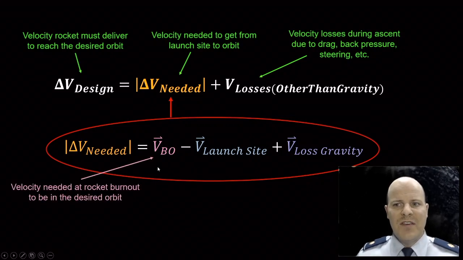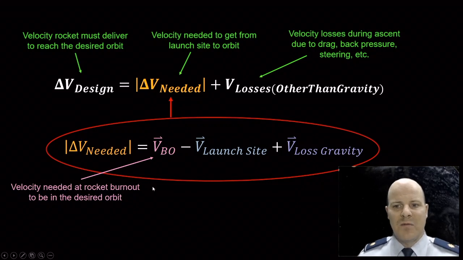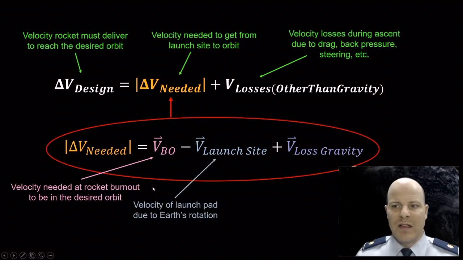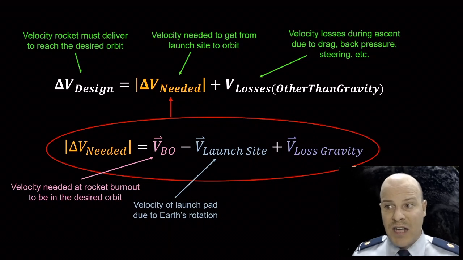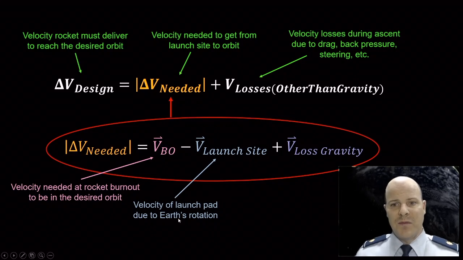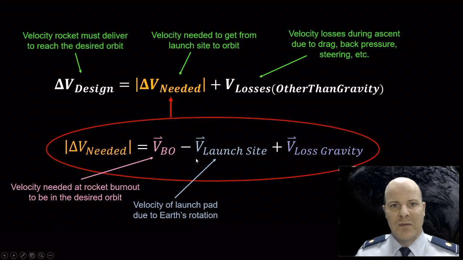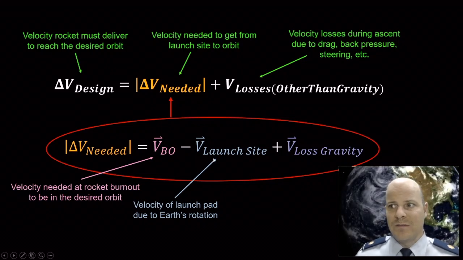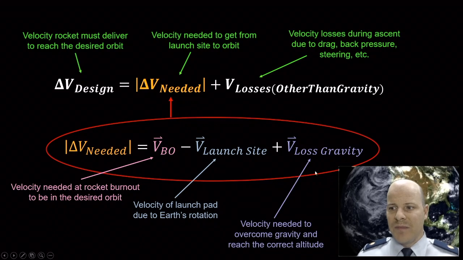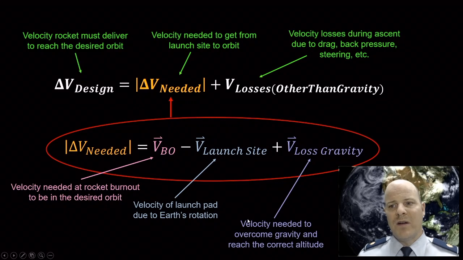So the first one is VBO. VBO is the velocity needed at rocket burnout, so BO stands for burnout, to be in the desired orbit. So this is going to be the velocity that we're going to be required to have in order to be in that particular orbit. The next is going to be our launch site velocity. So our launch pad is going to be fixed on a rotating Earth. So that's going to be useful to us because that velocity is going to be part of the velocity that we don't need to burn because that's already going to be given to us because it's on a rotating Earth. So yay there. And then lastly, we have this V loss gravity. So this is the velocity needed to overcome the gravity to reach the correct altitude. So we'll talk about what each of these are now.